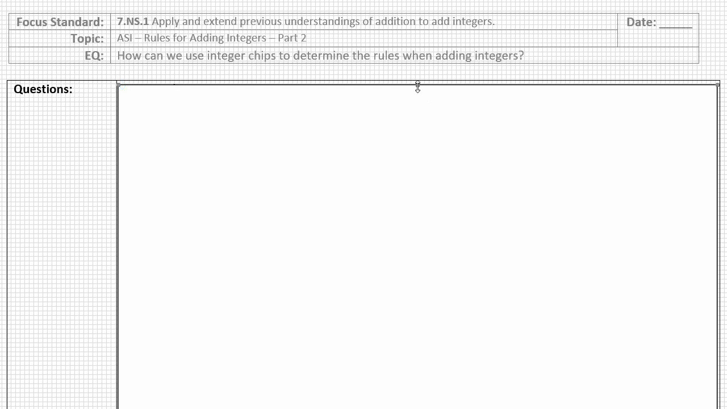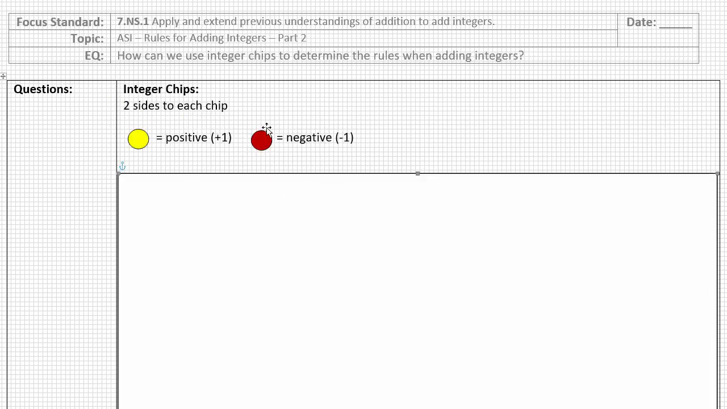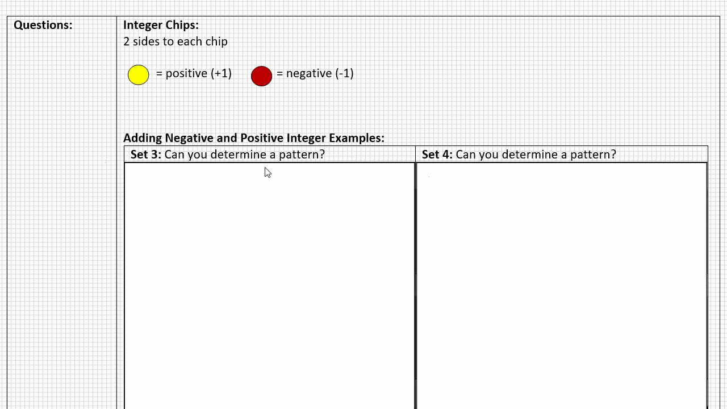So far, in our work with adding integers, we have learned 4 rules for adding integers, and we've done so by using integer chips to look for patterns. So today is part 2 of our rules for adding integers, and we are going to be looking for the last 2 rules when adding integers. Once again, we're going to use the yellow side as our positive integer and the red as our negative integer. We're going to follow the same format as our last video, so go ahead and set up a t-chart.